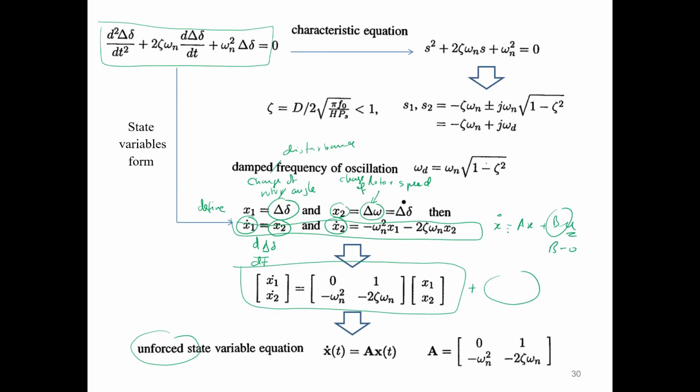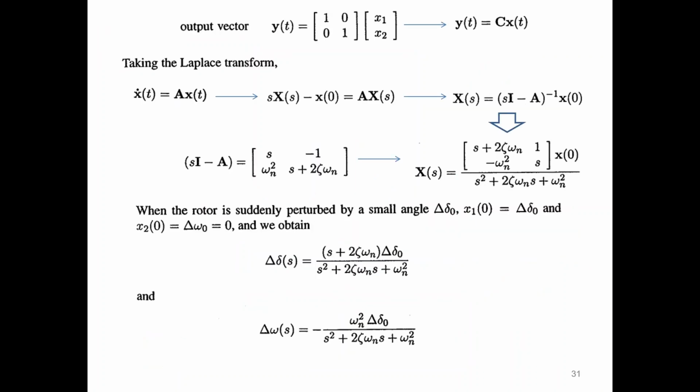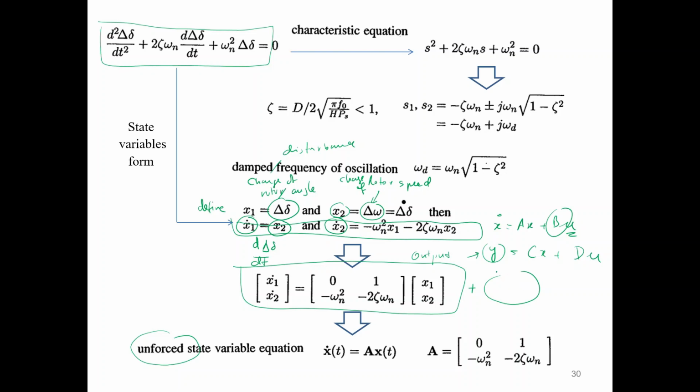So the state variable form is x dot equals Ax plus Bu, and y, which is the output variable, is Cx plus Du. In this case, our output is x1 and x2 themselves, because the output is the variable of our interest. In our case, we are interested in x1 and x2, which are the change of the rotor angle itself, and the change of the rotor speed.